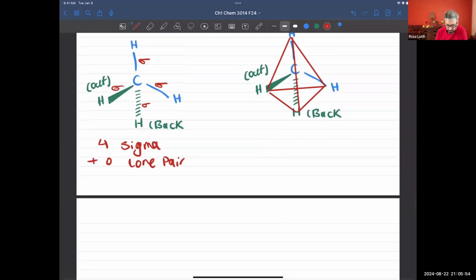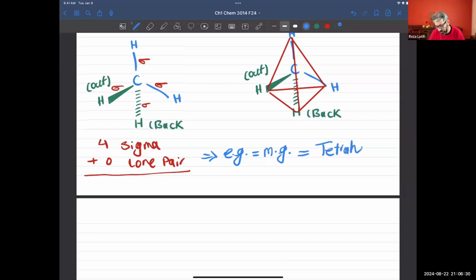Before you add the sigma plus lone pair, be aware of electron geometry. What's electron geometry? A geometry that's based on the number of pairs around the central atom. We don't care about atoms. This is 1, 2, 3, so I have 3 pairs. How many atoms I have? That's going to be the molecular geometry. So I have 4 pairs, and it will be tetrahedral. In this case, because we don't have a lone pair, electron geometry is going to be equal to the molecular geometry, and both of them will be tetrahedral.